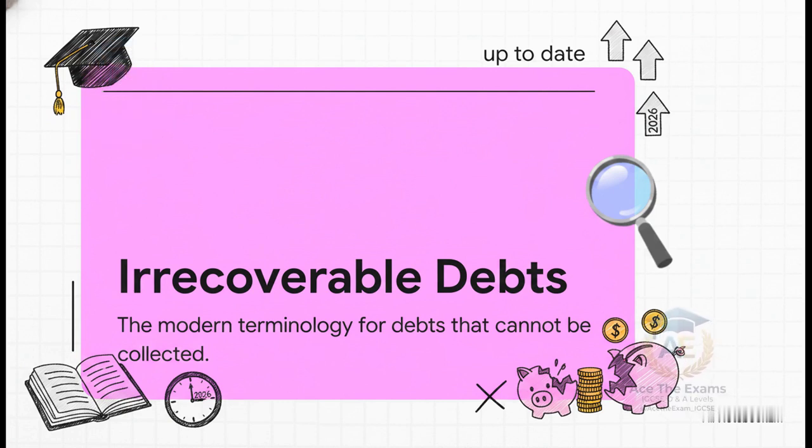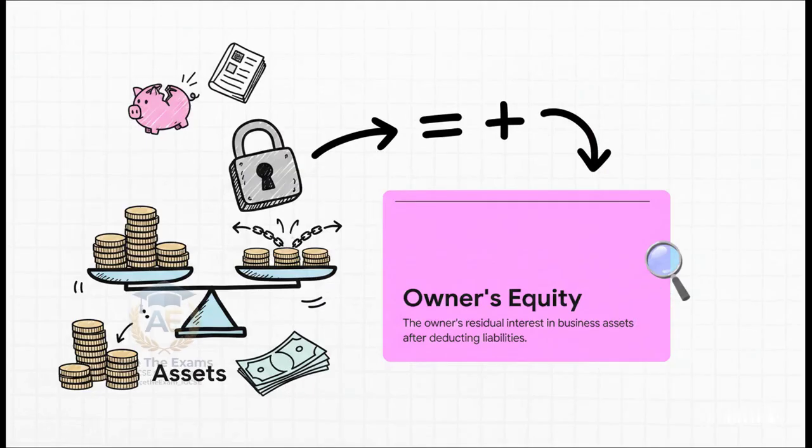So you've got to show the examiner you're perfectly fluent in the 2026 standards by clearly separating the irrecoverable from the merely doubtful. Alongside that, you really need to nail down the exact term owner's equity. This represents the owner's residual interest in the business assets after deducting liabilities. Now, why does this matter so much for our topic today?